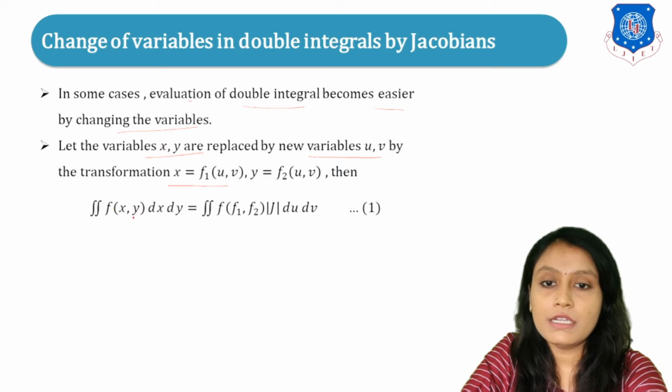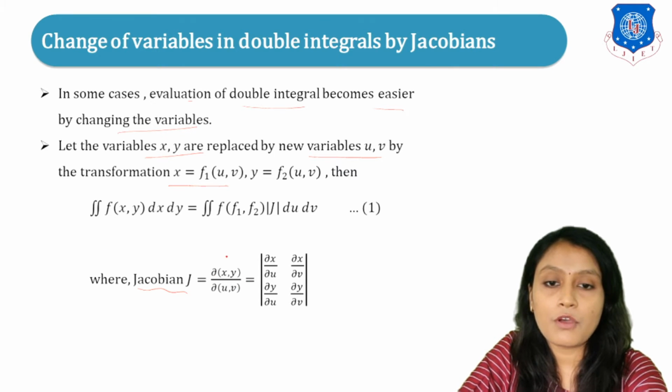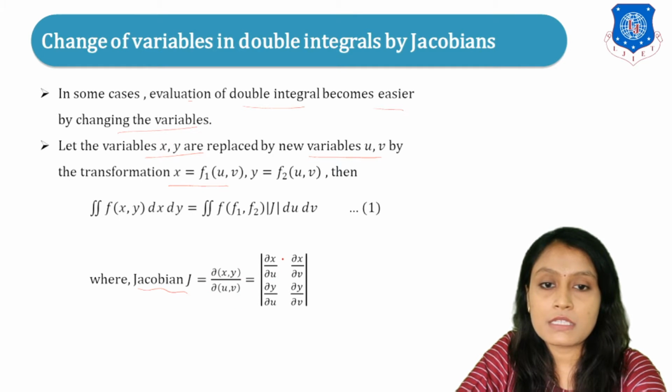Then the double integration of f(x,y) dx dy is equal to the double integration of f, where x is a function f1 of uv, so we will write f1, and y is f2 of uv, so here we will write f2, into mod J du dv. Where this J is known as the Jacobian and it is given by the formula del(x,y) by del(u,v), which we can express as the determinant with del x by del u, del x by del v, del y by del u and del y by del v. We have to solve this determinant to find the Jacobian.